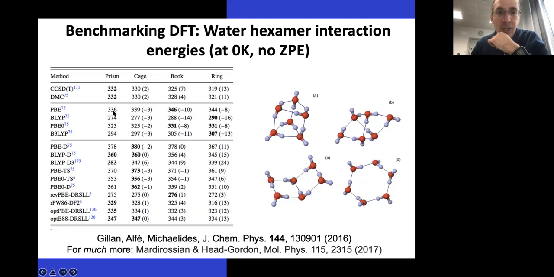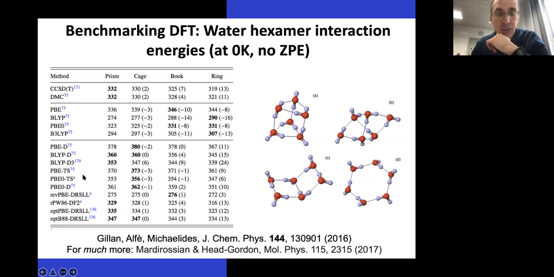If you go again and pick up something like PBE, you find a sort of opposite trend. With functionals that do not include dispersion, the book and the ring structures, the ones in bold, tend to be the most stable structures, whereas the opposite scenario is found with the reference methods. This sort of data is again used to train and validate density functionals.